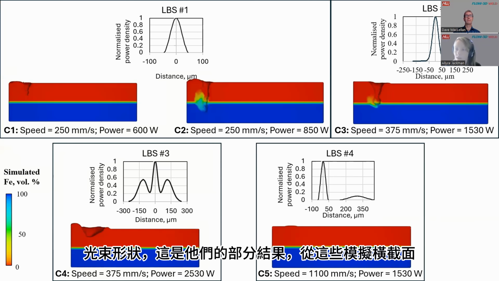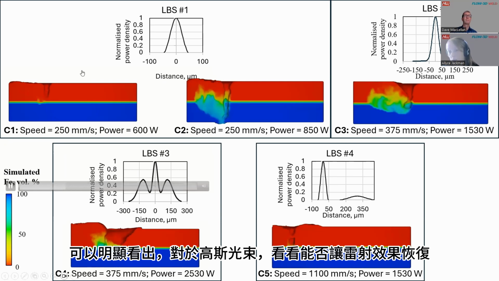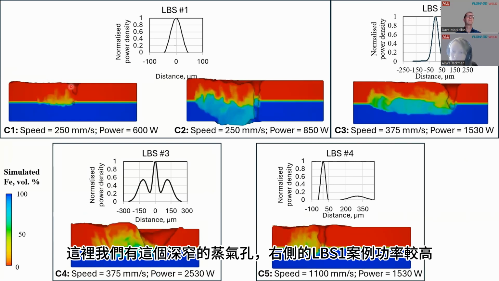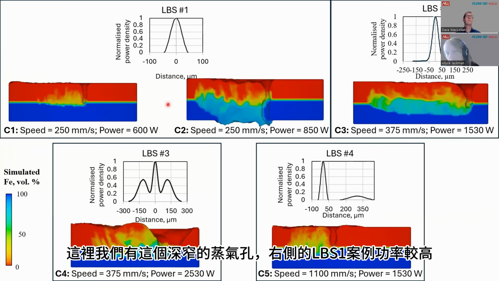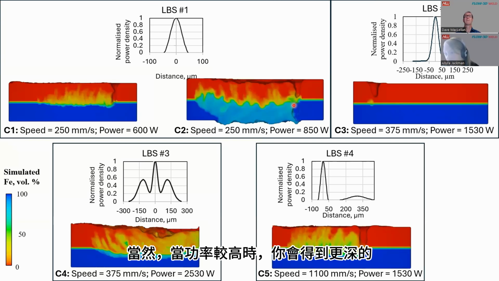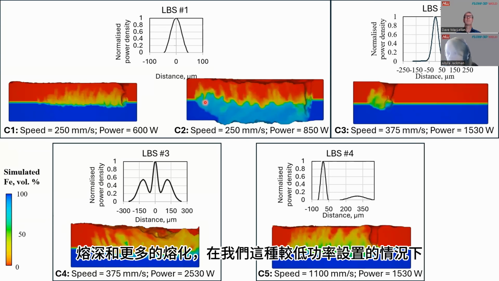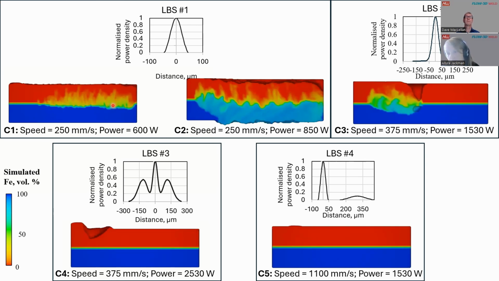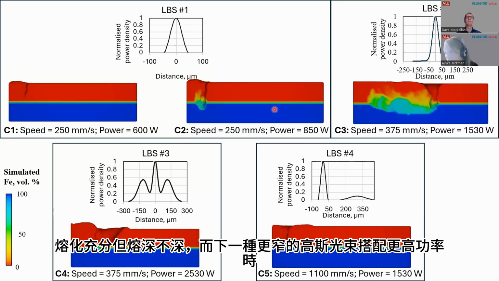So this is some of their results here, and we can see just by looking at these cross sections of the simulation that for the Gaussian beam, let's see if I can get that laser to come back. There we go. We have this deep narrow keyhole. This is just a higher power here on the right hand side with that LBS1 case. So of course, when you have higher power, you're going to get deeper penetration. You get a lot more fusion. And so in the case with just our lower power Gaussian, you get a lot of fusion, but not so much penetration.